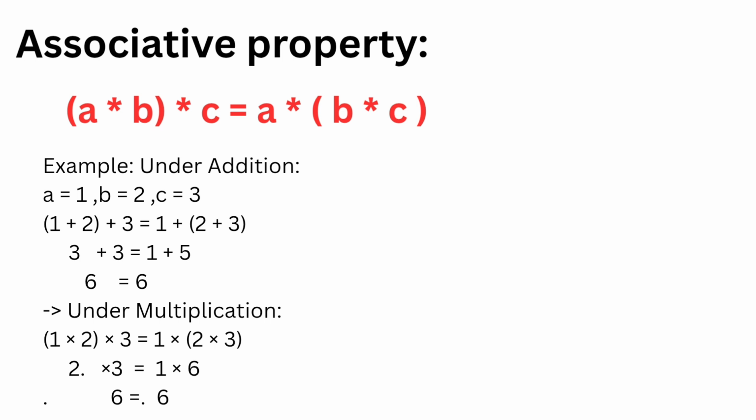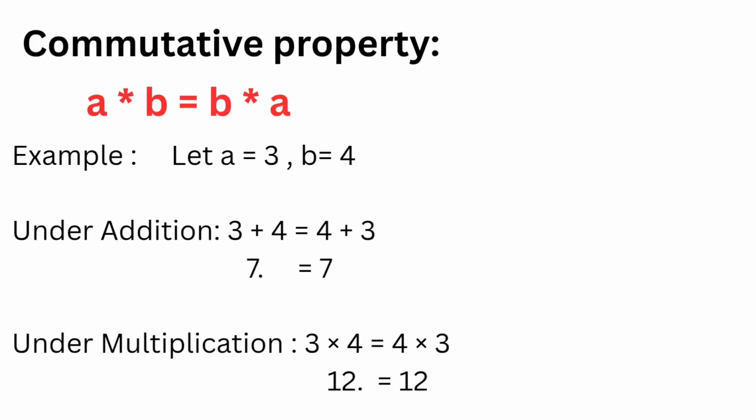Also we can see under multiplication in the example, if we take 1 cross 2 cross 3 equals 1 into 2 into 3 equals 1 into 2 into 3, we are getting 6 equals 6. Here also the property is satisfied.